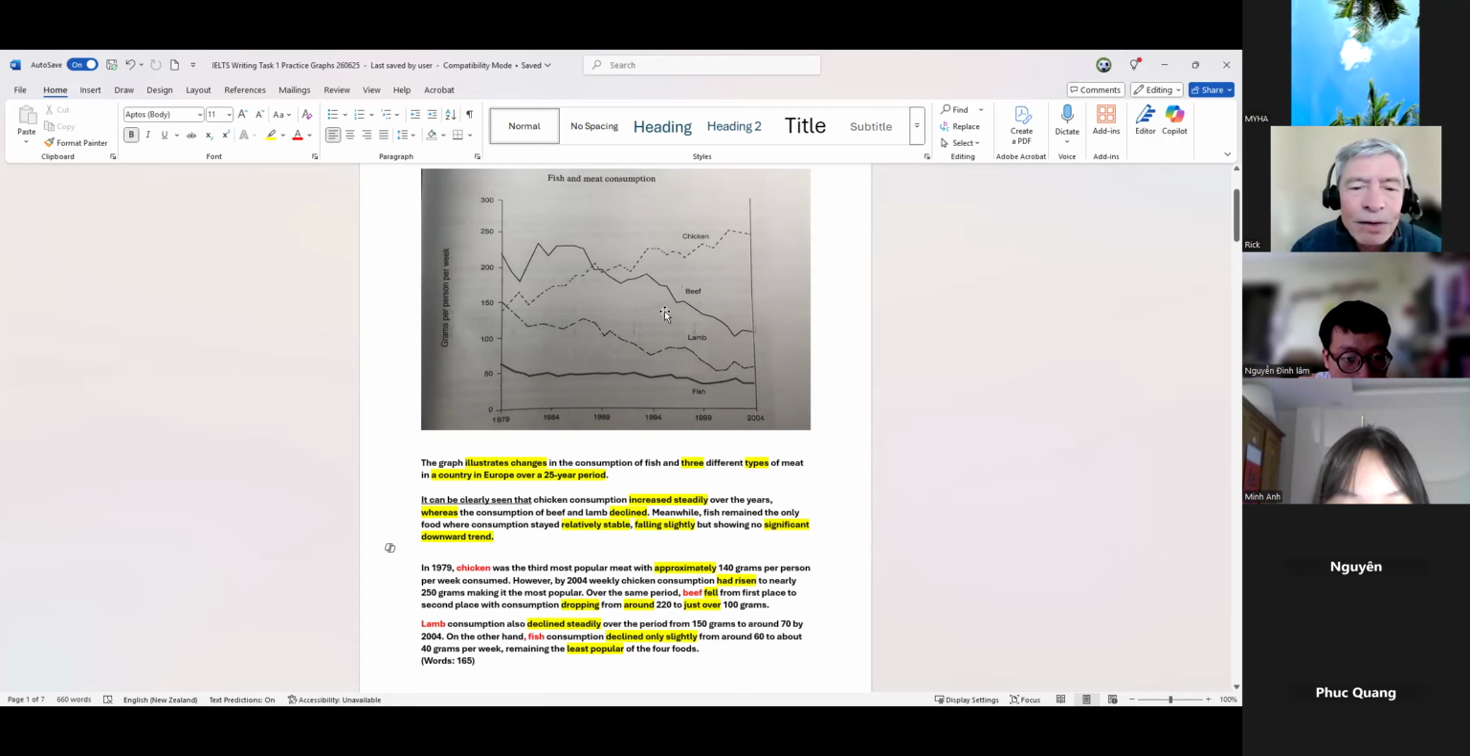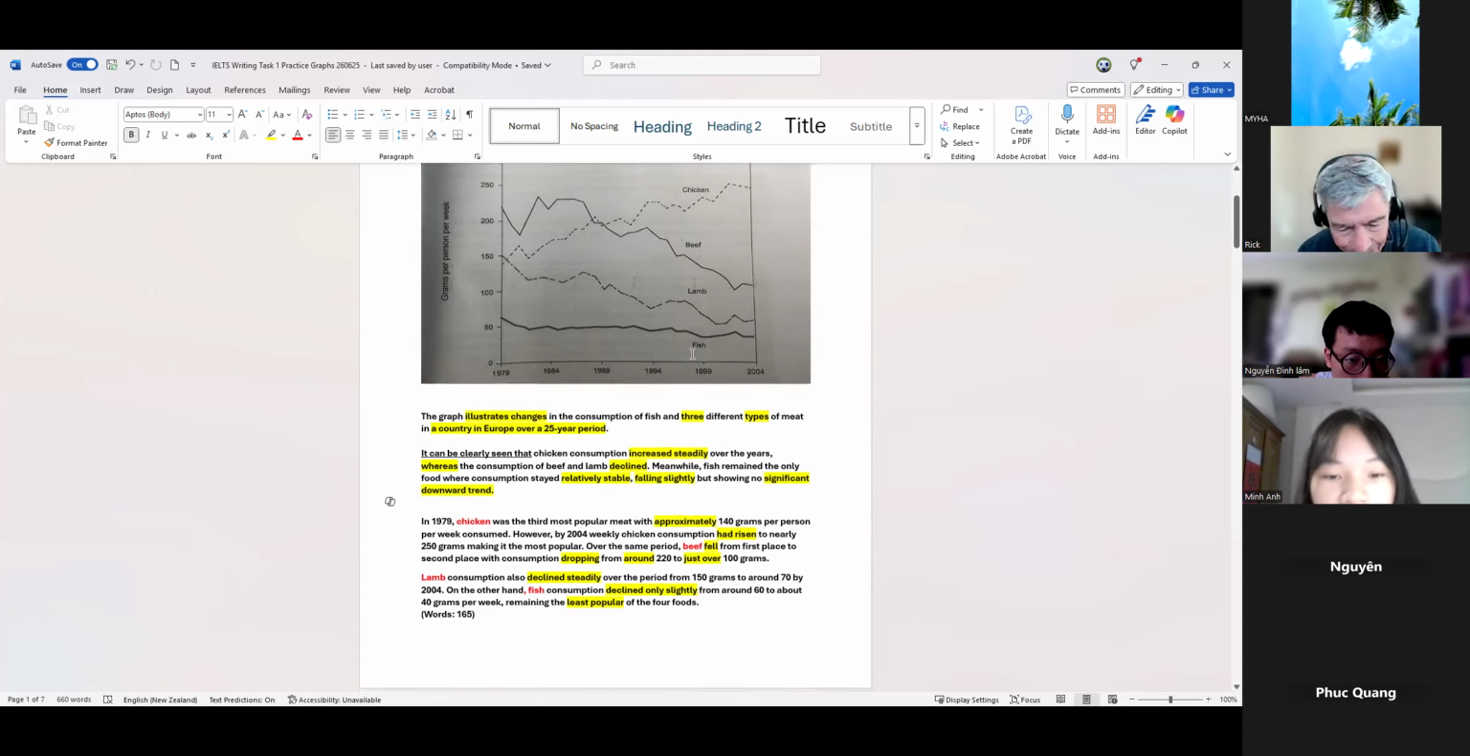That is the overview, or the summary, for this graph. Again, chicken consumption increased steadily. Beef and lamb fell or declined. And remember, you can notice I'm using past tense here because this graph is in the past, while fish stayed mostly the same.